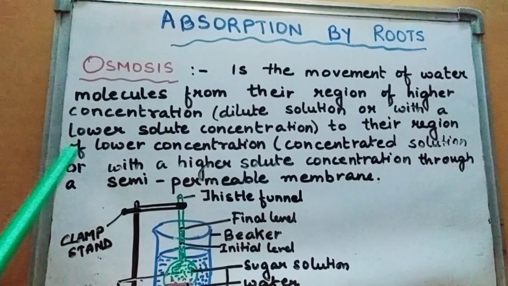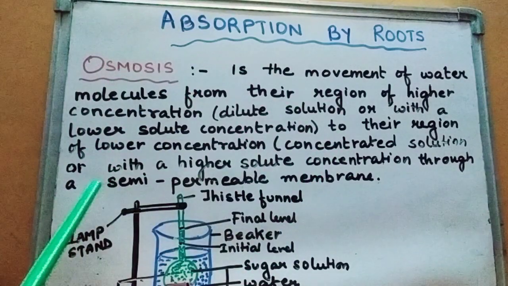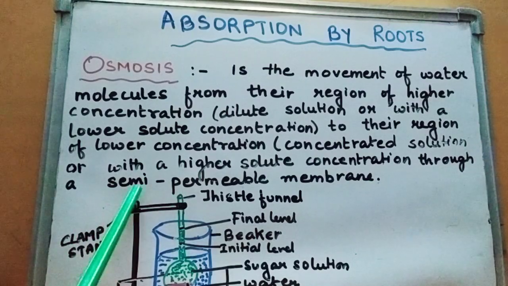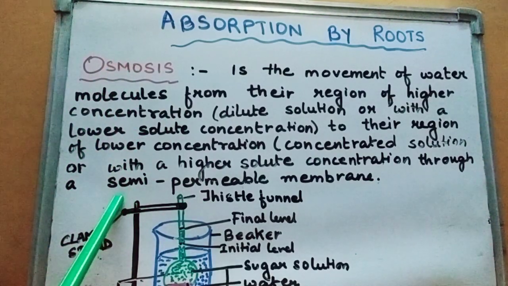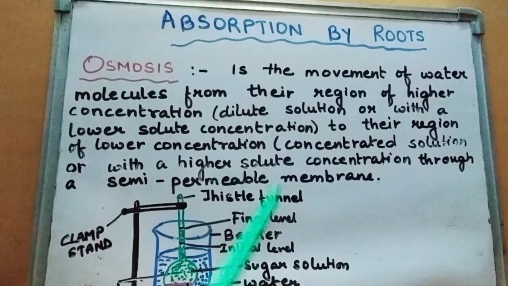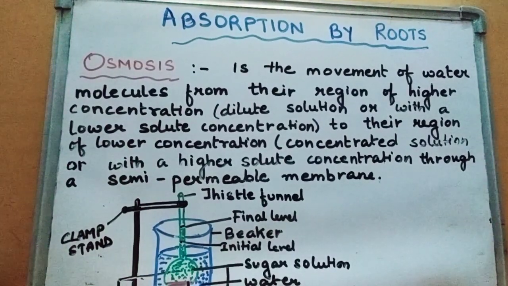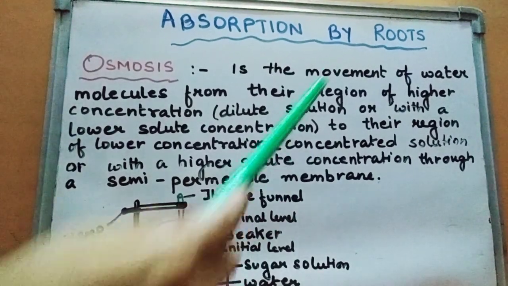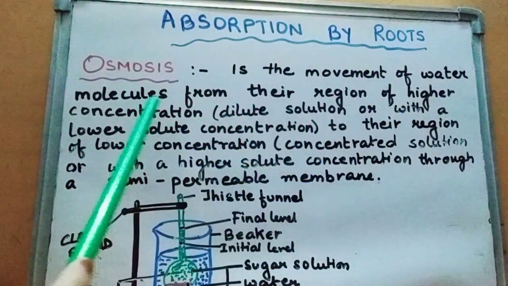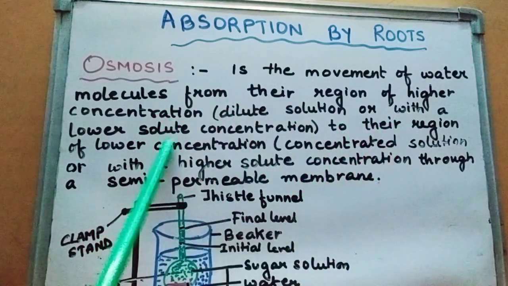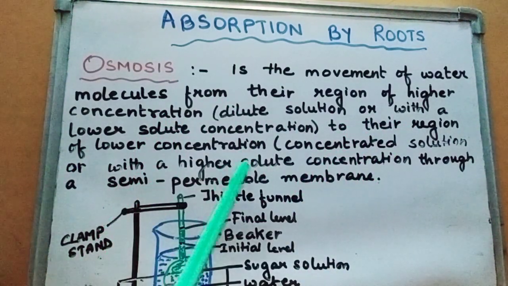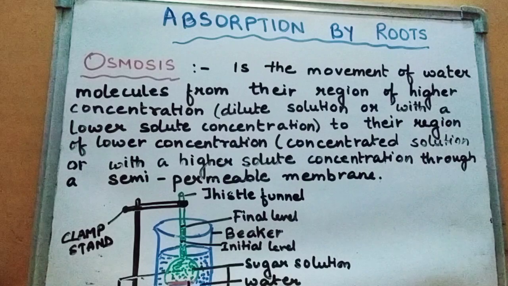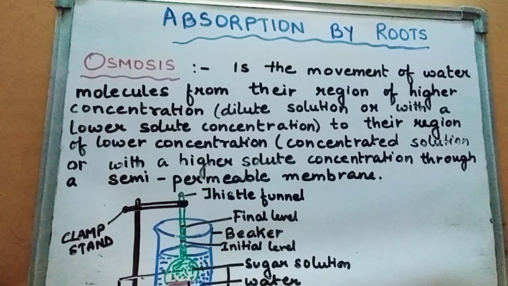And what is the next keyword? Or with a higher solute concentration through a semi-permeable membrane. This third is the most important keyword. If you are not writing semi-permeable membrane in the definition, your osmosis full definition will go wrong. So there are a few keywords in the definition. You have to understand that it is the movement of water molecules from their region of higher concentration to their region of lower concentration, or with a higher solute concentration, through a semi-permeable membrane. So in this way osmosis is defined.